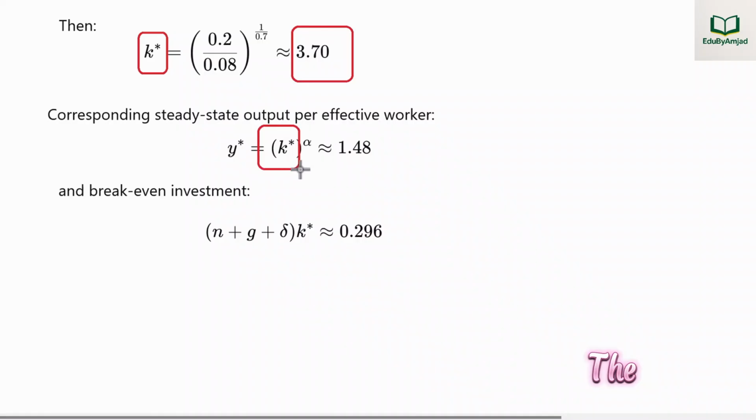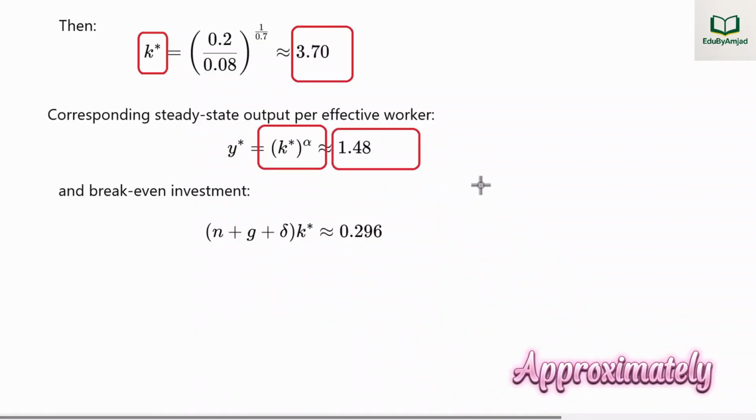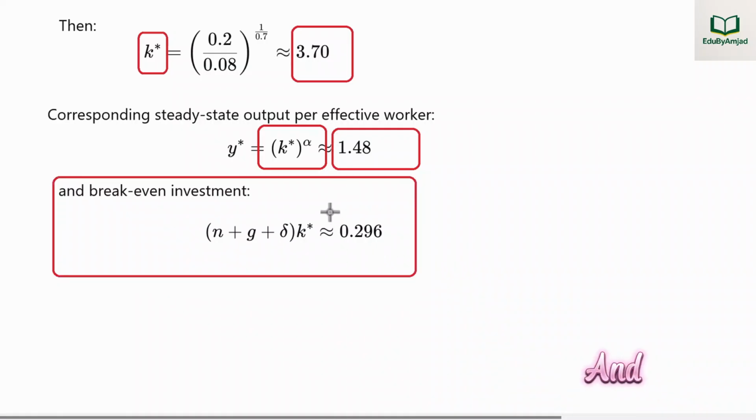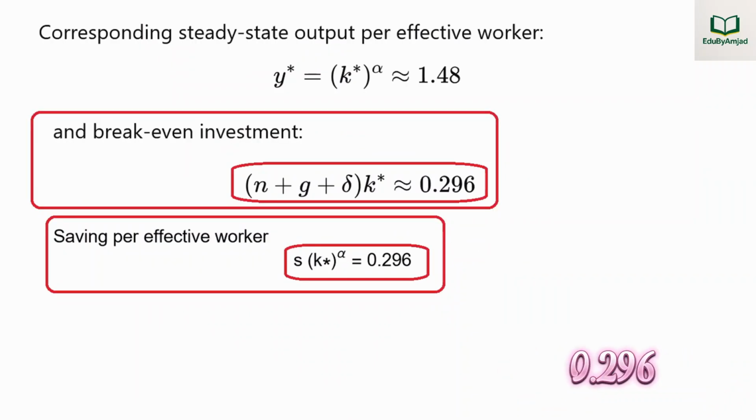Substituting this value into the production function gives a steady-state level of output per effective worker of approximately 1.48 units. When the steady-state level of capital per effective worker is substituted into the expressions for saving per effective worker and break-even investment, both are equal to approximately 0.296 units of currency.